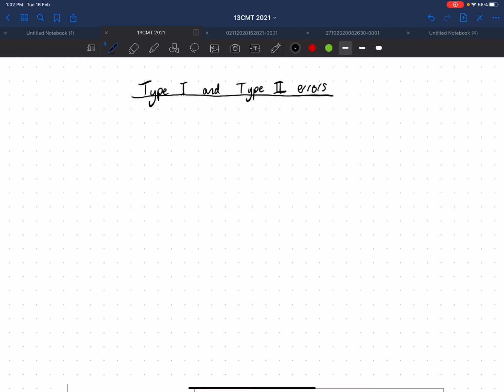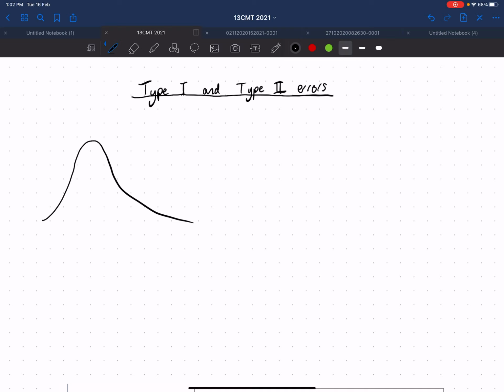If I draw you a distribution, and I'm not going to draw it symmetrical because we're looking at binomial. However, type 1 and type 2 errors do apply to normal distribution as well, and we'll talk again about this when we look at normal distribution.